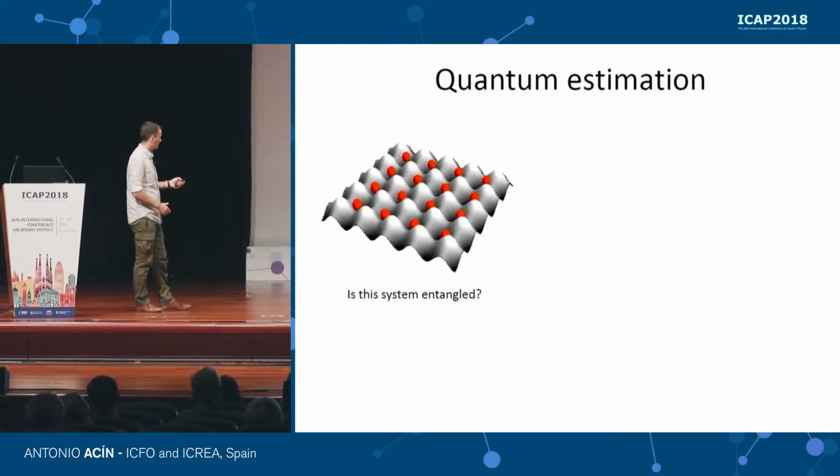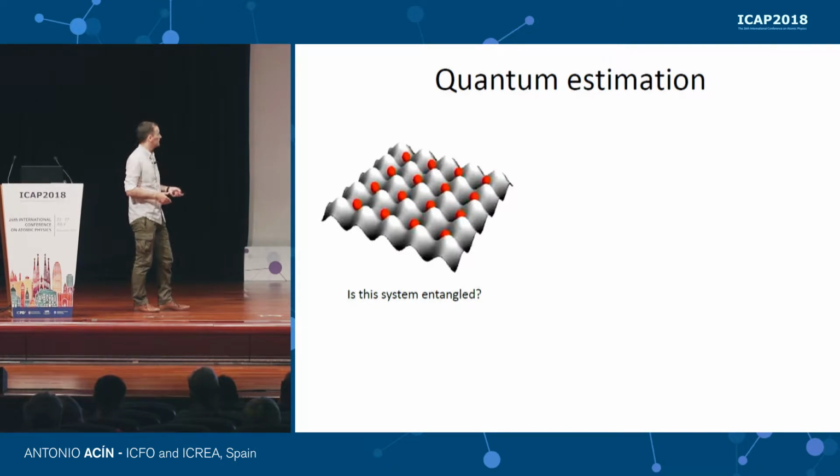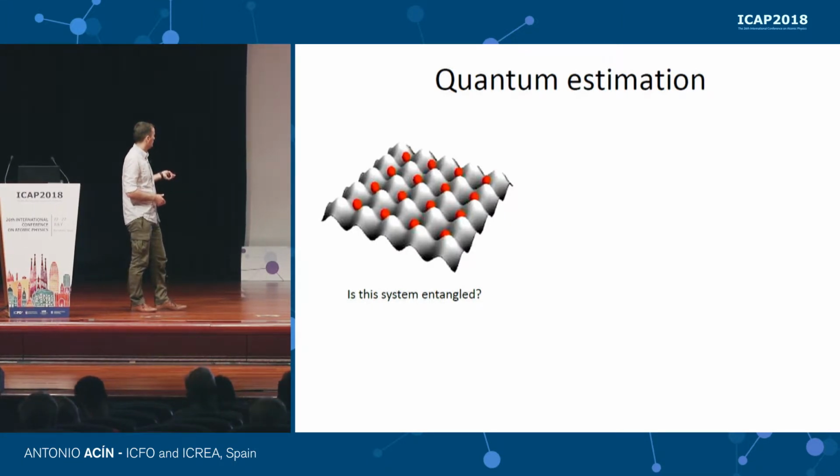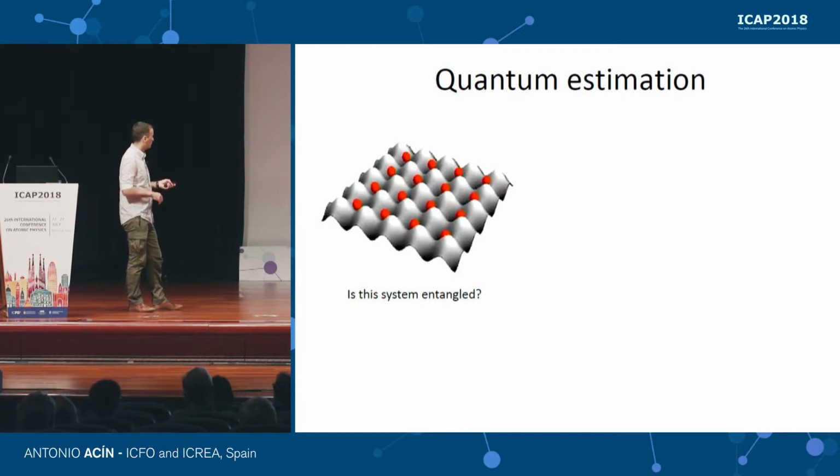We have a system, and we have to say something about it. For instance, I'm going to focus on the question of whether this system is entangled. Someone prepares a system: here's the system for you. I'm a theorist. I have to design tools to say whether the system has some relevant quantum properties.